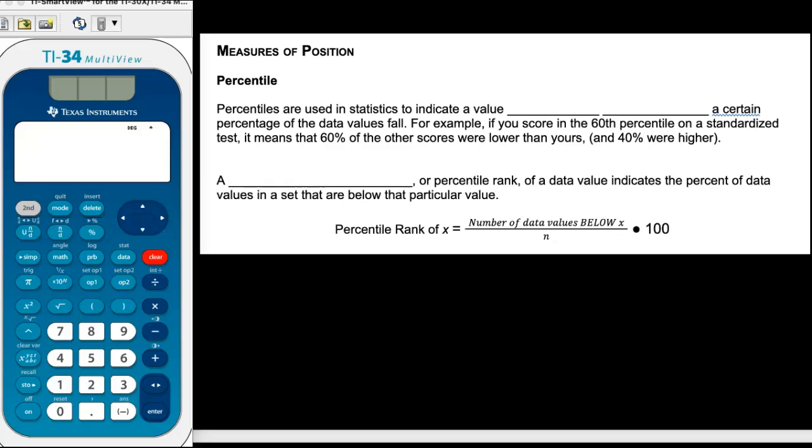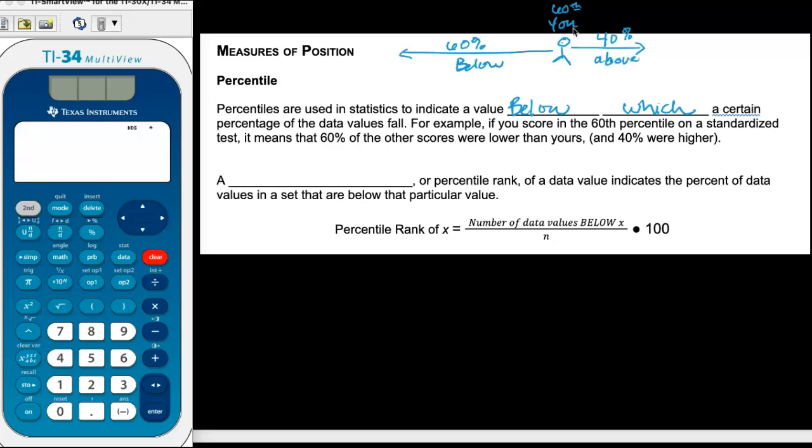In this video, we're going to talk about percentiles, and they're used in statistics to indicate a value below which a certain percentage of the data values fall. For example, if you score in the 60th percentile in a standardized test, it means that 60% of the other scores were lower than yours. So let's say, I'm going to draw a picture, let's say this is you. If you're 60th percentile, that means 60% are below, and the other percentage that makes up 100, which would be 40, would be above.